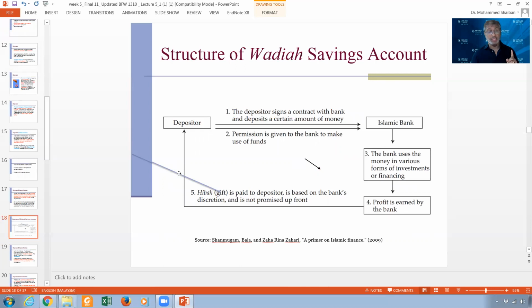It's a contract from one side, which means the bank has the right to give a gift or not give a gift, to give you a return or not. It's not a fixed income. It's not in the contract. It's up to the discretion of the bank to give you this return or not to give you this return. And therefore, this is why they make it halal, why they make it Sharia compliant.